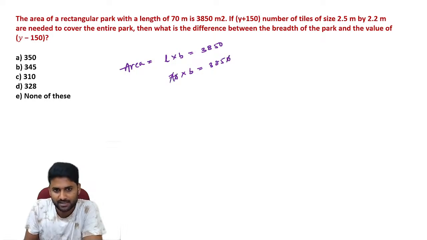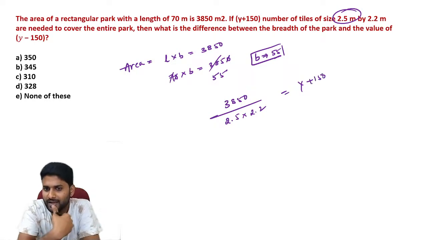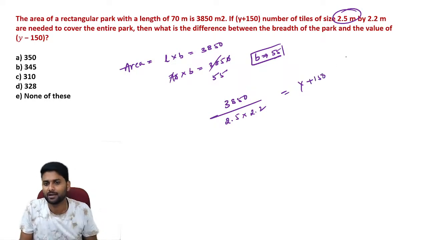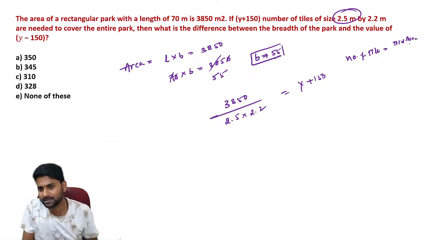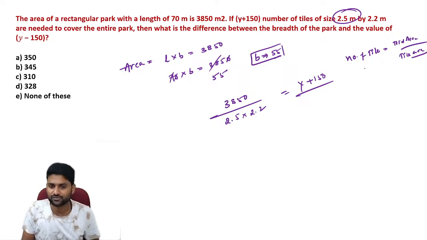The zeros cancel. 7 multiplied by 55 times. Then b is equal to 55. And we know that the entire area is 3850, and we have to take the tiles. The tile size is 2.5 by 2.2, and the number of tiles is exactly equal to y plus 150. See, the number of tiles is the total area divided by the tile area. The total area is 3850. The tile area is length and breadth, already given as 2.5 and 2.2. And they clearly mention that the total number of tiles is y plus 150.